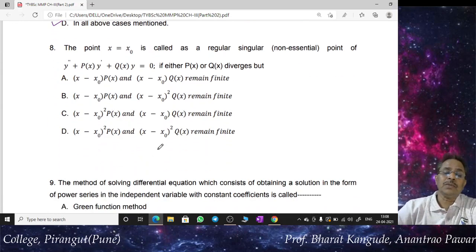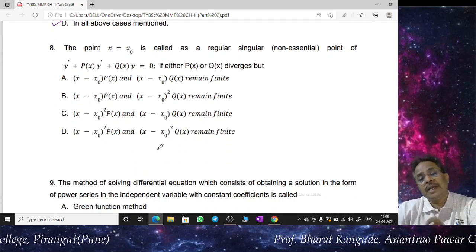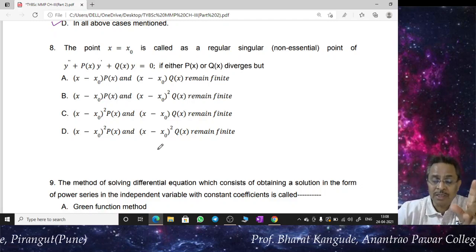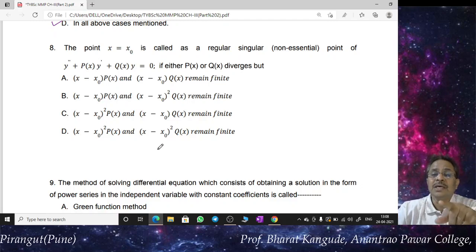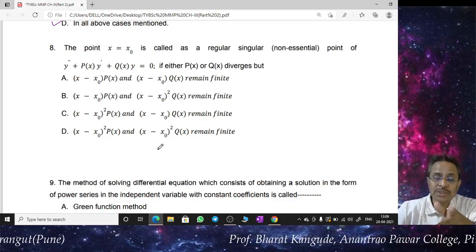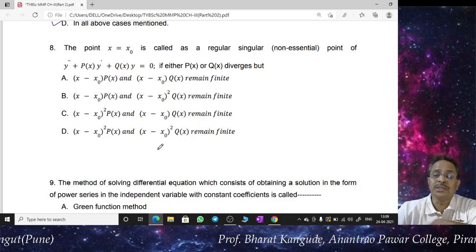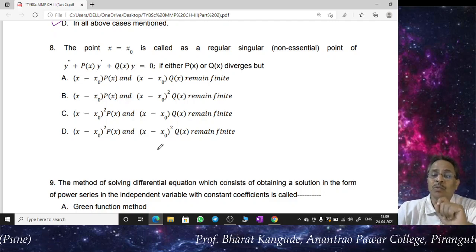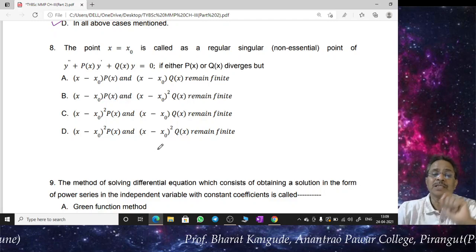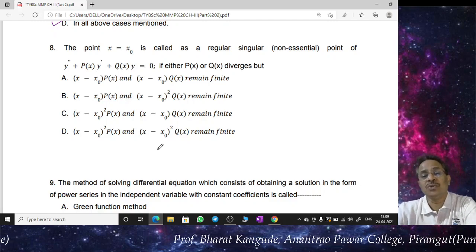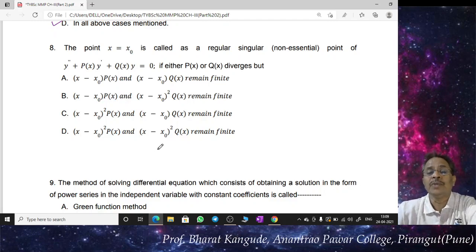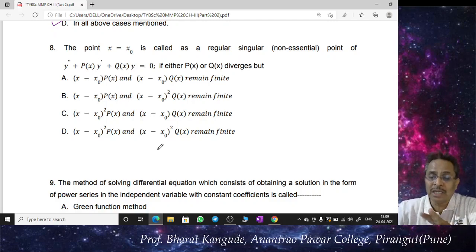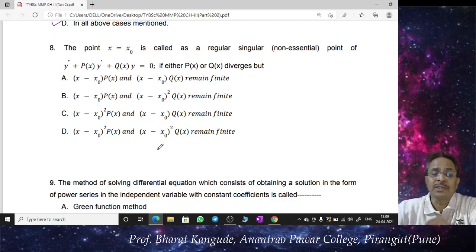Next, question number 8. The point x is equal to x0 is called a regular singular point. Now we are differentiating this regular singular point, or some books use another word, non-essential singular point. So a regular singular point or non-essential singular point of y double dash plus p of x into y dash plus q of x into y is equal to 0 if either p of x or q of x or both are diverging, and still we require a further condition.